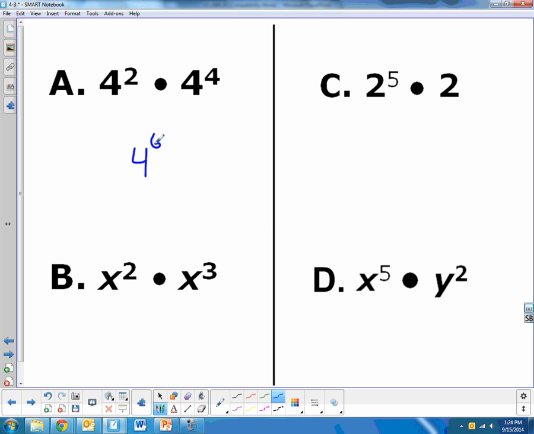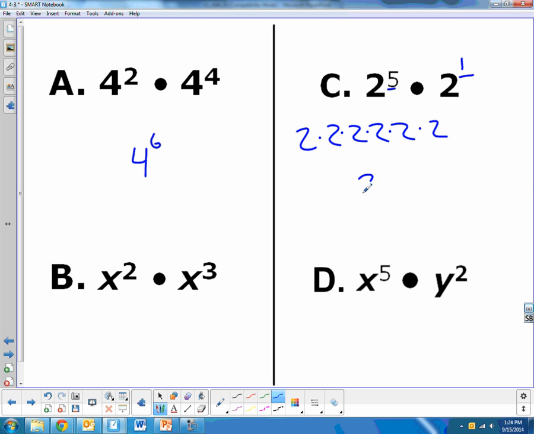2 to the 5th times 2 for C. 2 to the 5th times 2. Now in this case, we've got an exponent of 5, but no exponent there. However, if we expand this, we'd have 5 2's all being multiplied together. And here, we would have just 1 2. So really, this is like having 2 to the 1st power. There's 1 2. I can see it. It's right there. And so it'd be 2 to the 1st power.